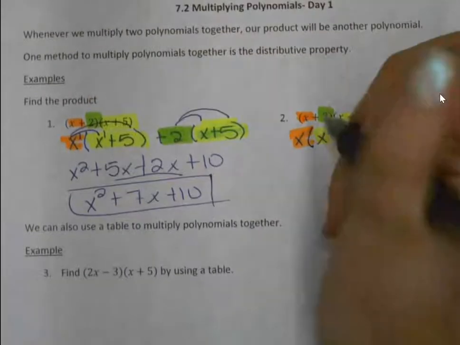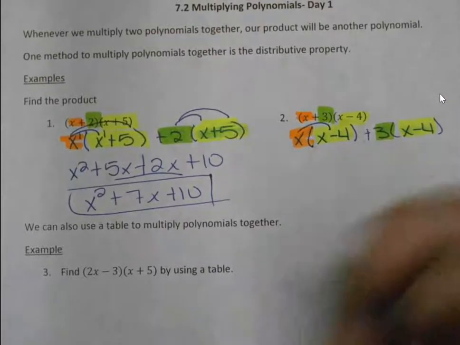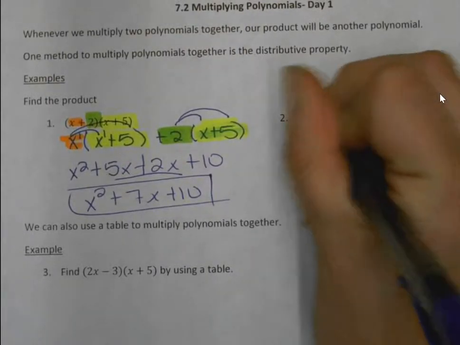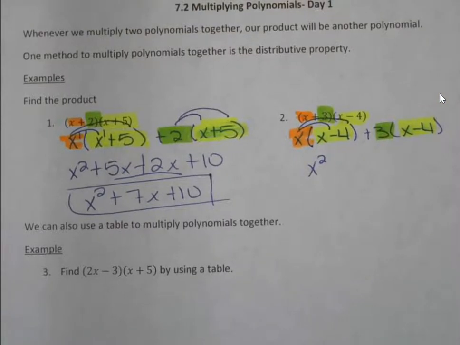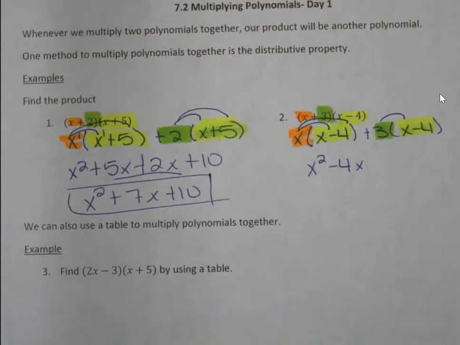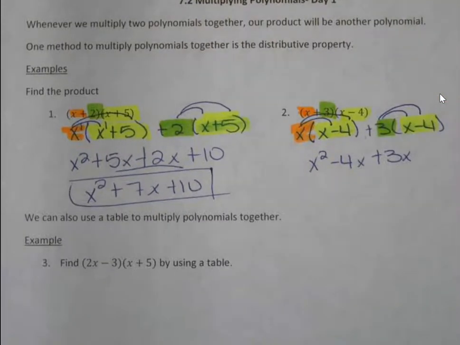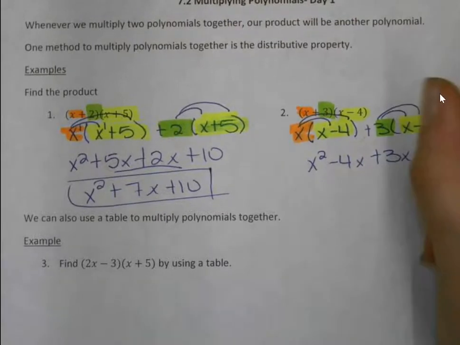Okay. So, and is it plus? Yeah. Plus 2 times. So what's x times x? Okay, then I have x times negative 4. Okay, then I have 3 times x. And then I have 3 times negative 4. Negative 12.